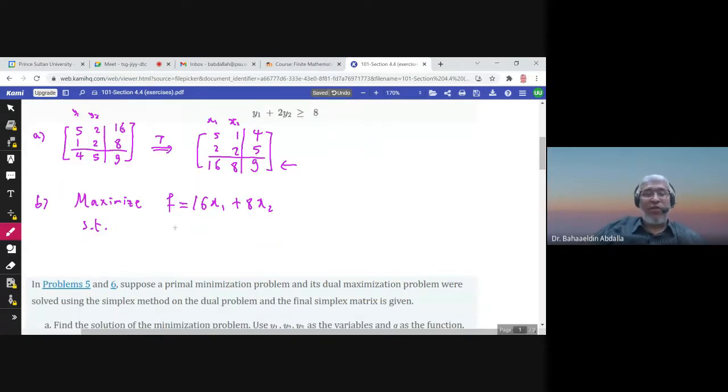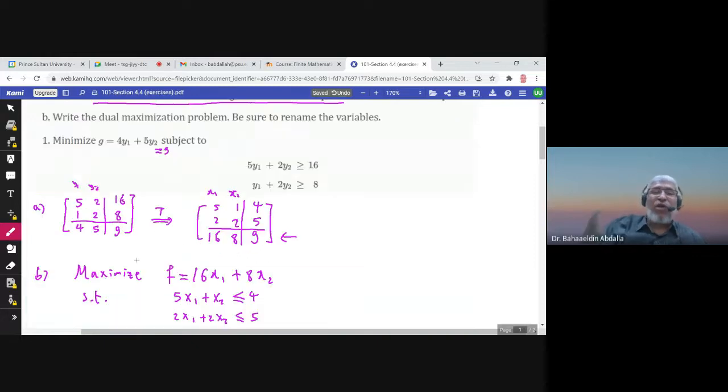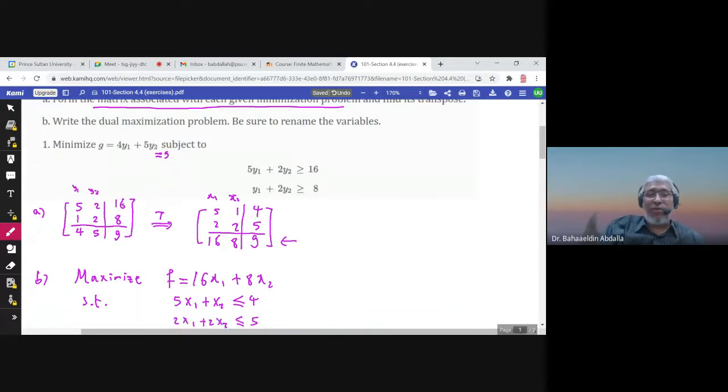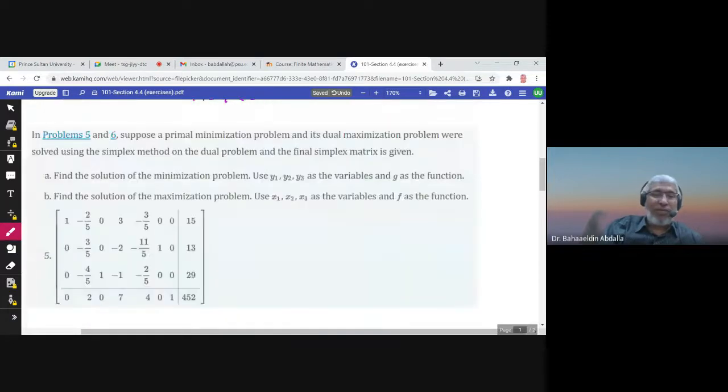The first line will give me the first constraint, 5x1 plus x2. Remember, this is a maximization problem in the standard form, so it has to be less than or equal. 2x1 plus 2x2 less than or equal again to 5. So this is the dual maximization problem. That's the answer to the question.